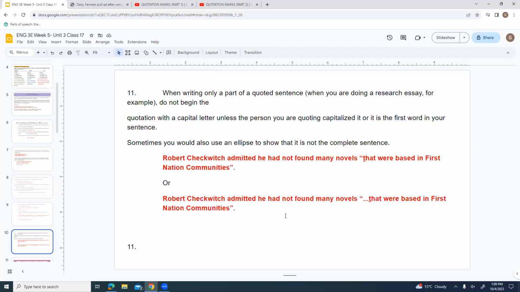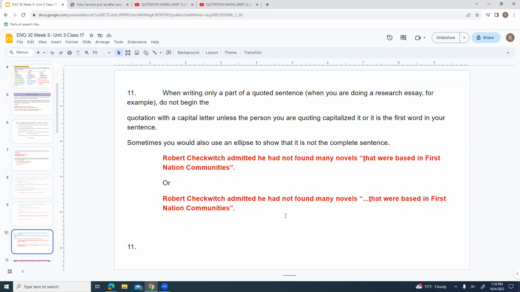Number 11. When writing only a part of a quoted sentence, like when you're doing a research essay, for example, do not begin the quotation with a capital letter unless the person you are quoting capitalized it, or it's the very first word in your sentence, like if you begin with a quotation. Sometimes you might also use an ellipsis to show that it's not the complete sentence.